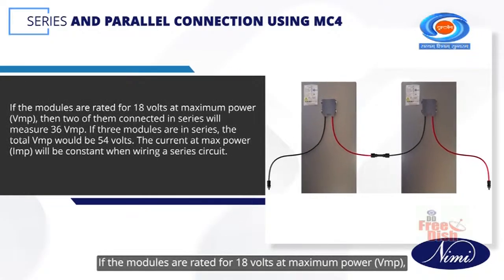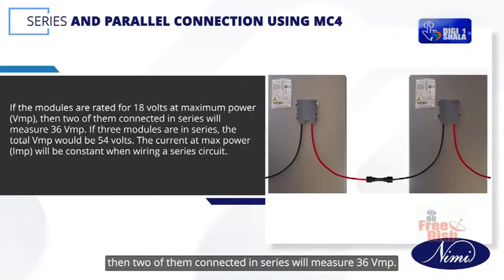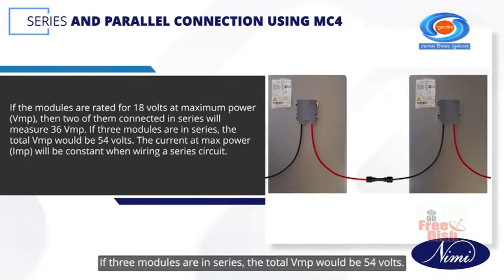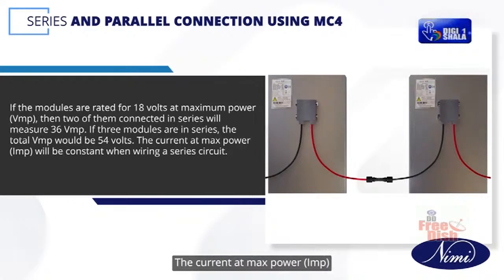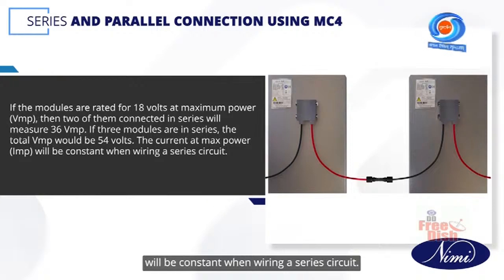If the modules are rated for 18 volts at maximum power, VMP, then 2 of them connected in series will measure 36 VMP. If 3 modules are in series, the total VMP would be 54 volts. The current at max power, IMP, will be constant when wiring a series circuit.